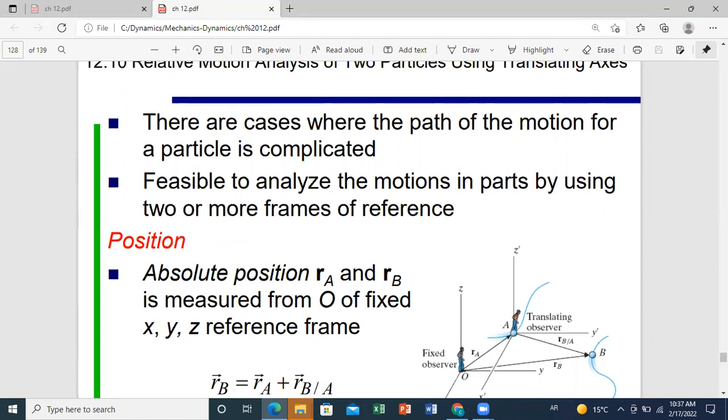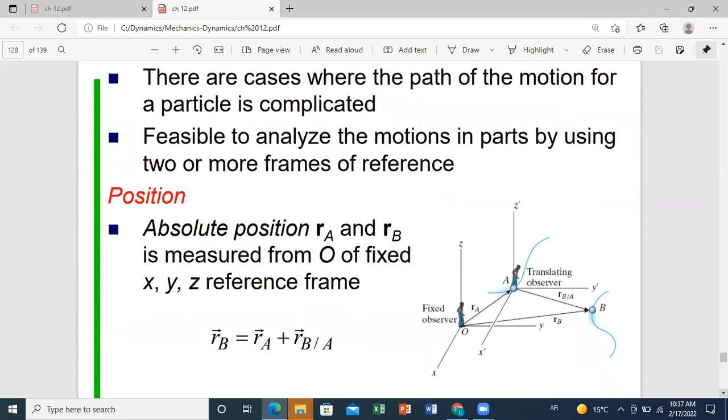So the final section here is relative motion, and this is a relatively simple concept. What is the idea of relative motion? In relative motion, I can measure velocity and acceleration of a particle with respect to a moving frame, instead of measuring it with respect to a fixed one.